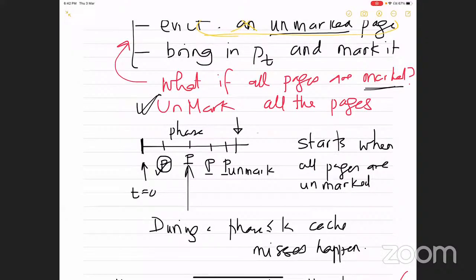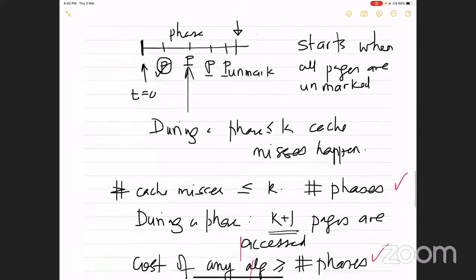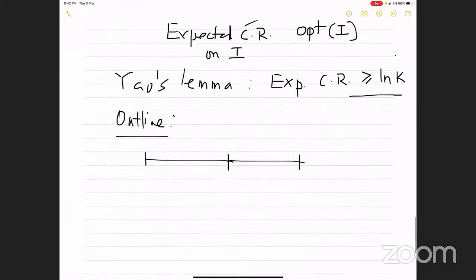So in fact, this definition of a phase is independent of the algorithm. Each time you request k plus 1 distinct pages, the moment you request the k plus 1th page, that's when a new phase will start. Because the previous k pages will all be marked, they will be in your cache, and when you look at a new k plus 1th page, that's when your phase will start. So this notion of phase doesn't depend on the algorithm. It's a property of the input. So again, you can talk about phases.